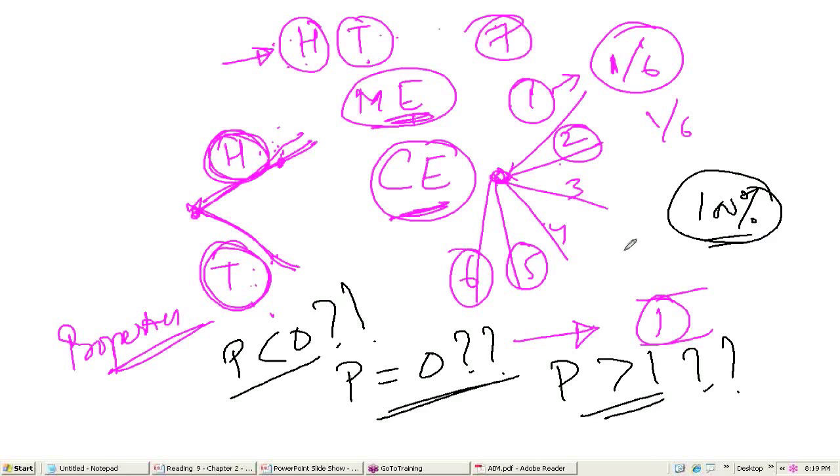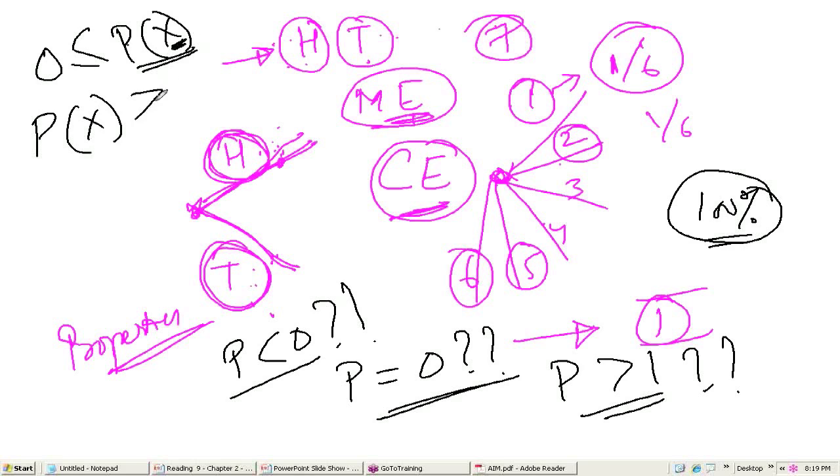So one property of probability is that it is greater than or equal to 0. We denote P(x) as the probability of event x happening. So the probability of event x happening is greater than or equal to 0. It cannot be less than 0, but it can be 0, so it is greater than or equal to 0.